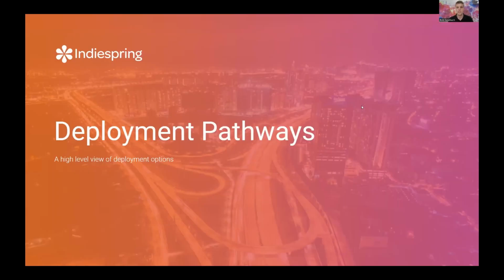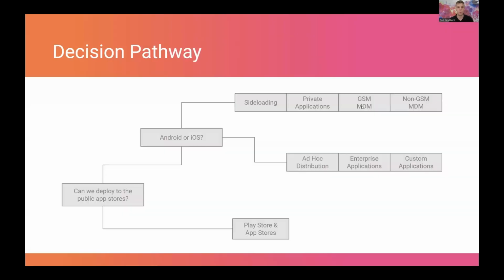So I guess initially a high level view of your different deployment options. I think the first question we need to ask ourselves is whether we can deploy this application into the app stores, the public app stores, that is. And we'll discuss that decision a little bit. But if the answer is yes, then that's undoubtedly the best way to go, for a whole host of reasons that we'll come on to. If we can't, our options change then depending on whether we're deploying an Android application or an iOS application.